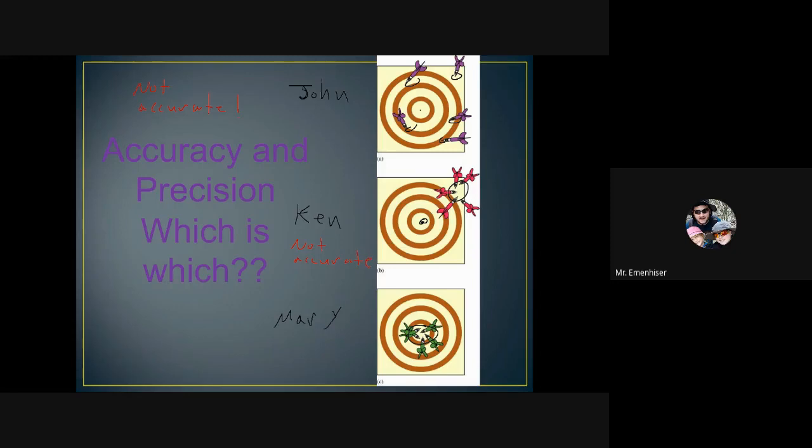Now, Mary, she hit bullseye over and over and over again. Let's say that this whole circle here is bullseye, and they all went in bullseye. That means that's very accurate. The dart went exactly where it was supposed to go. Okay, so that's accuracy. Did you hit bullseye or not?